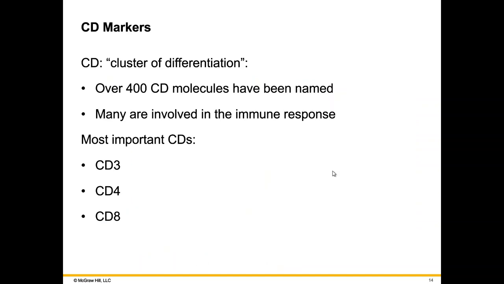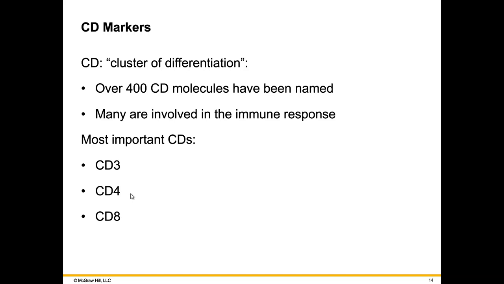Alright, let's talk about some other markers. So we talked about MHC markers. Let's talk about CD markers. CD stands for cluster of differentiation, and they're called that because there are about 400 of them that have been named so far, and they're often going to have a specific pattern depending on cell type. In fact, certain cell types only display certain of these markers. Some of the most important ones, as we've seen listed below, are CD3, CD4, and CD8.